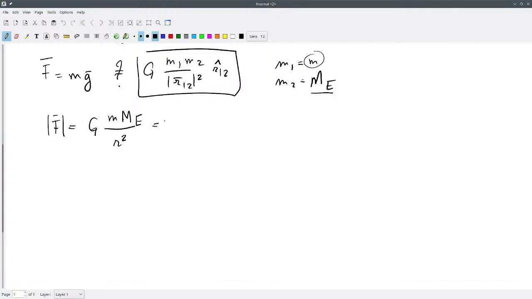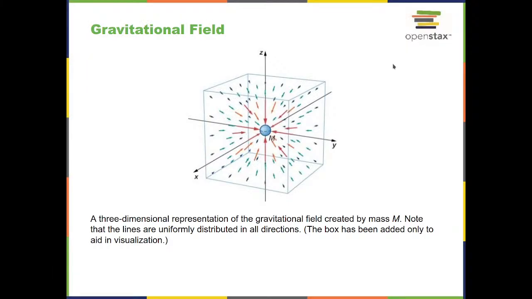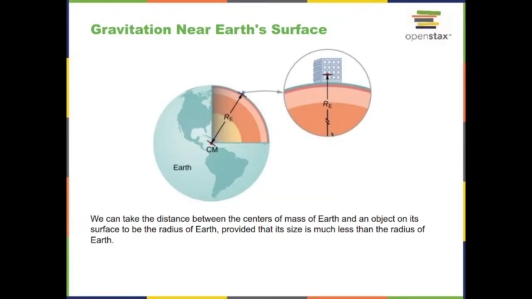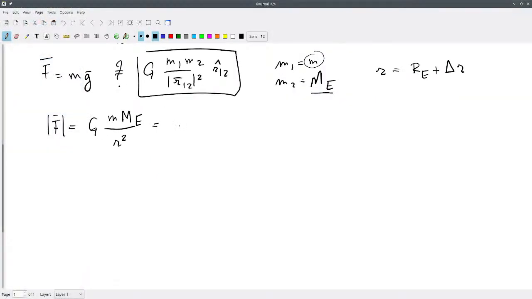Now what I'm going to do is take r, and I'll write it as the radius of the Earth plus an additional distance delta r. So now we're not at the surface of the Earth, we're a distance delta r above the surface of the Earth. That's the radius of the Earth, and then I'll have an additional delta r that allows me to look at heights of buildings, for example. Something on a scale that is small compared to the radius of the Earth. So that's going to be G times m times M_E over R_E plus delta r squared.